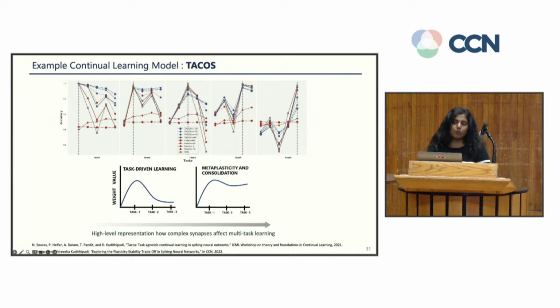And this specific plot is showing what we have done with a split MNIST task. And the beauty of this model is that it is task agnostic, but also it is learning in a single epoch, which means it is highly memory efficient and resource efficient.